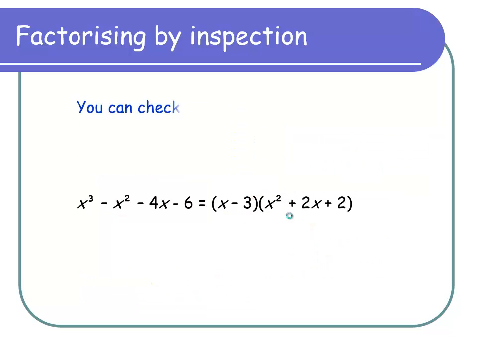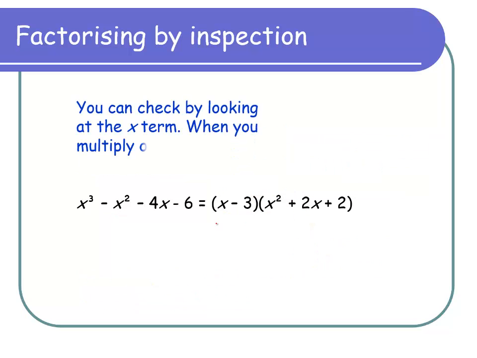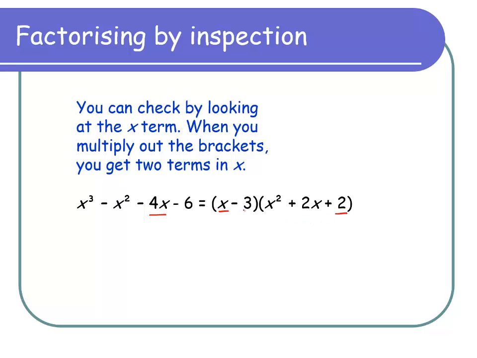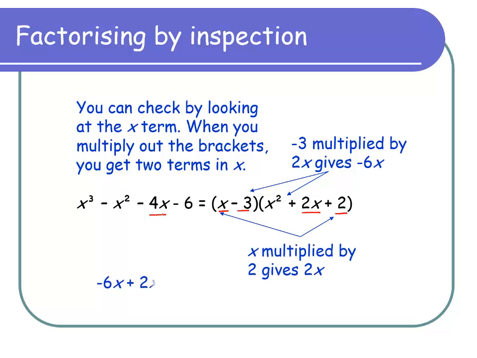Now we can check to make sure this is true by calculating out the linear terms. You can see here that x multiplied by 2 gives us 2x, -3 multiplied by 2x gives us -6x, and when we add 2x and -6x together we should get -4x, and we can write that as an equation as well. So that is true, therefore our quadratic factor should be true as well.